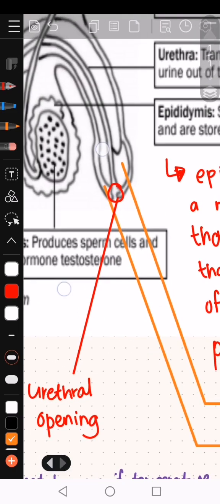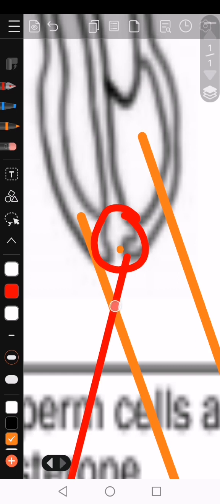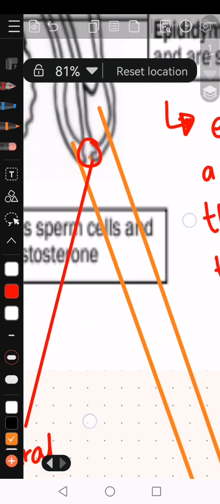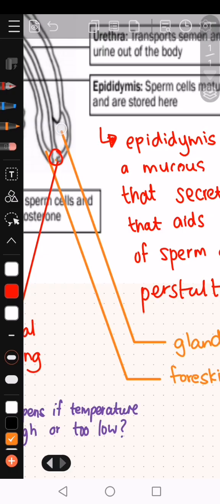Then if we look here, if I zoom in a bit, we can see this part here, that's your urethral opening, right? It's the opening of the penis. It's where you urinate, it's where you ejaculate, right? And then this structure over here, let me zoom out a little bit, this structure over here is your glans, right? And we don't really go too much into what its function is. We don't need to know it, it's the glans and the foreskin. They hardly ask it, but I just included it to cover the bases.